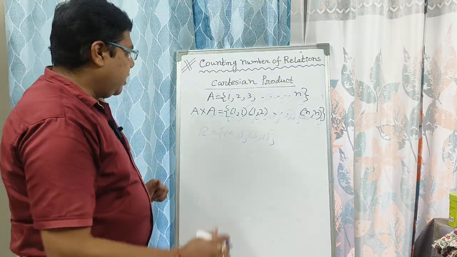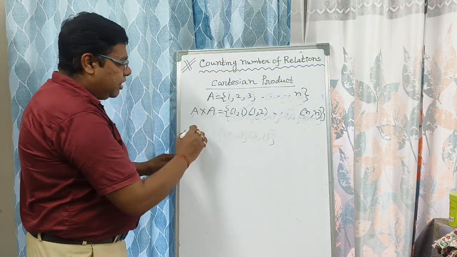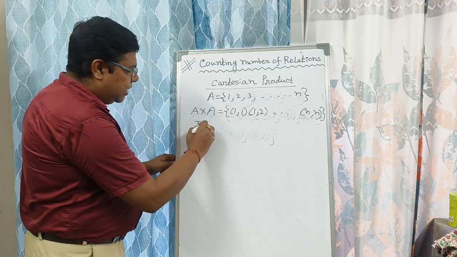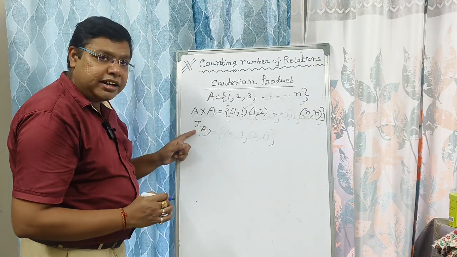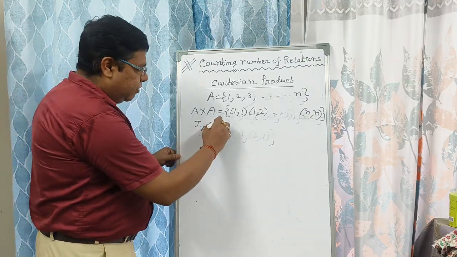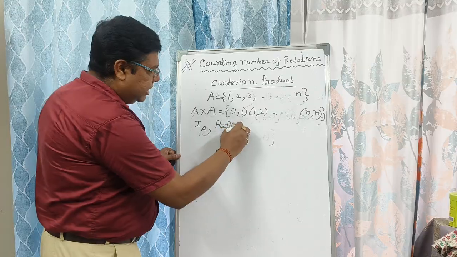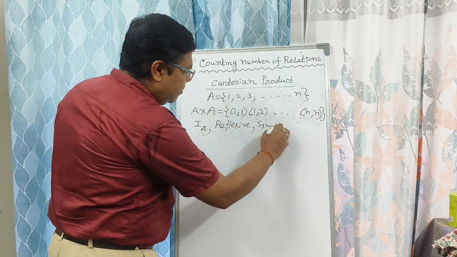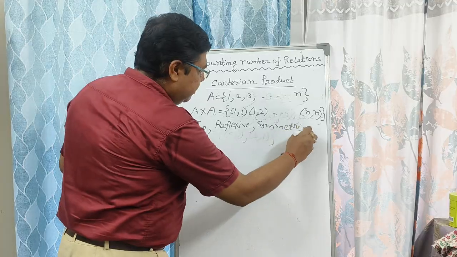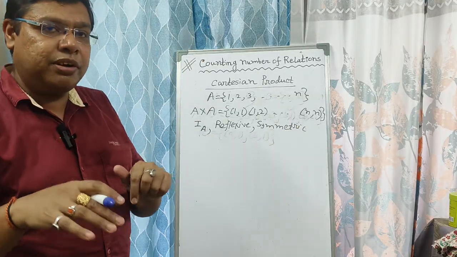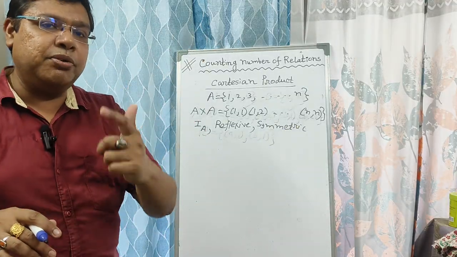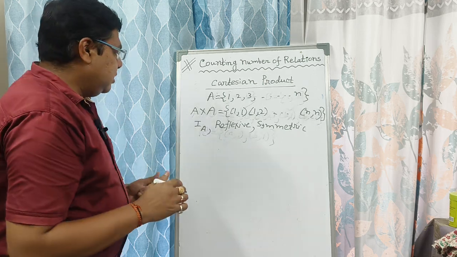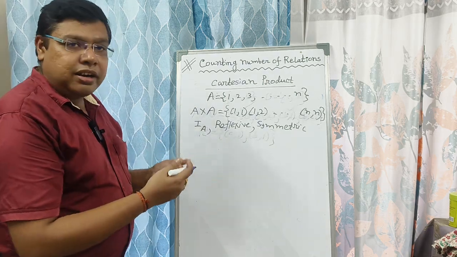Clear? Okay. Now, for counting relations, first I want to count the identity relation. This is the identity relation IA. Then I am going to count the reflexive relation. Clear? Then I am going to count the number of symmetric relations. These three things I am going to count, and I am going to give you the formula. Clear? So how are we getting this?